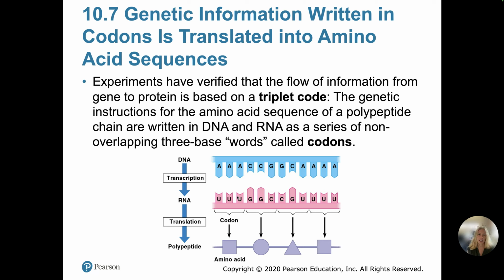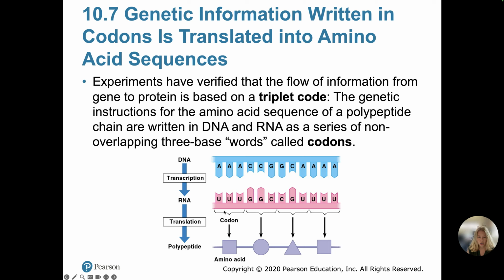But as you'll see in the next few slides, there is some repetitiveness where certain sequences of letters can code for the same amino acid. But just remember, these 3-base words are called codons. So UUU is a codon that codes for the square amino acid. GGC is a codon that codes for the circle amino acid. CGU is a codon that codes for the triangle amino acid. And then UUU, which we had over here, is a codon that codes for the square amino acid again.